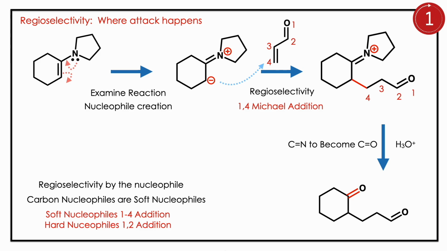The nucleophile is a carbon nucleophile which is soft, so it only attacks the 1,4 position because it is a Michael addition reaction. So a new C-C bond forms. Finally hydrolysis removes the imine there. You have a ketone. Here regioselectivity happens due to the nucleophile. Since the nucleophile is soft, only 1,4 position addition happens.